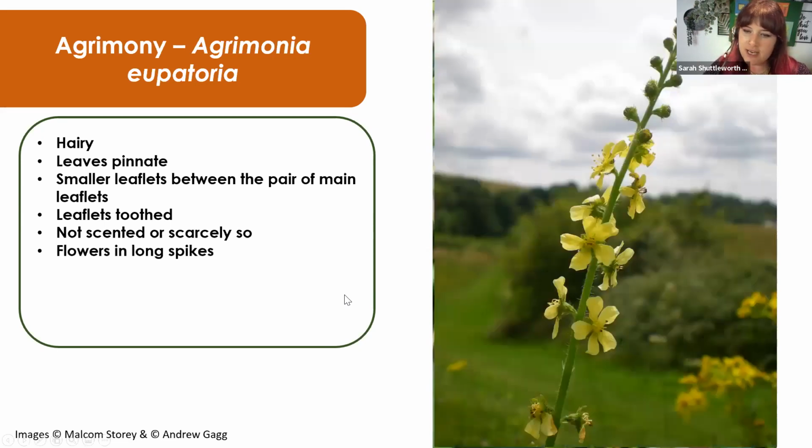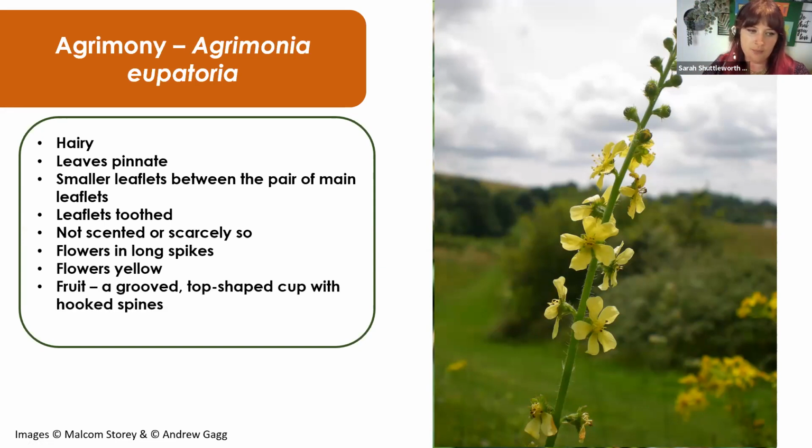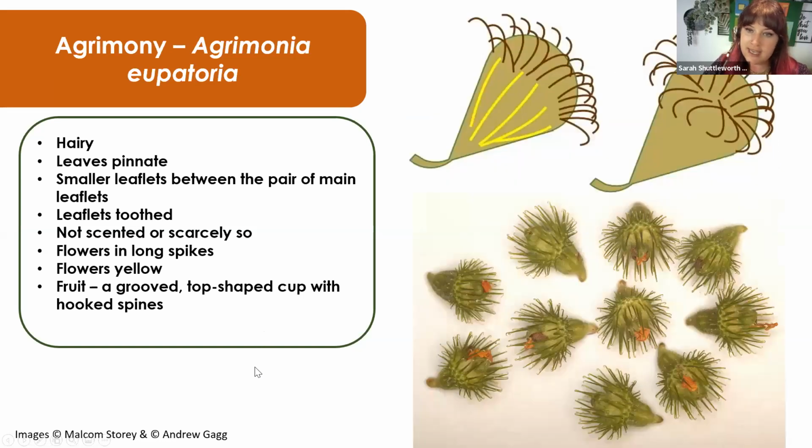It has these lovely yellow flowers in these long towering spikes for each plant. You're not going to have multiple spikes from one. It's usually just one spike of flowers per plant. And they are this lovely sort of pale lemony yellow. Now, the fruit, which is what you will be left with once they've all been pollinated and it's turning into its seeds, is quite a key factor in deciding whether you've got common Agrimony or fragrant Agrimony.